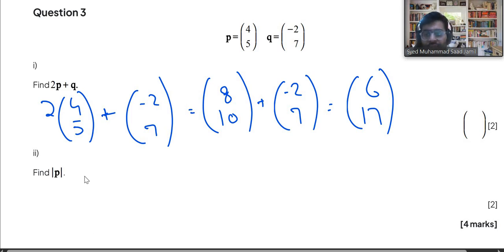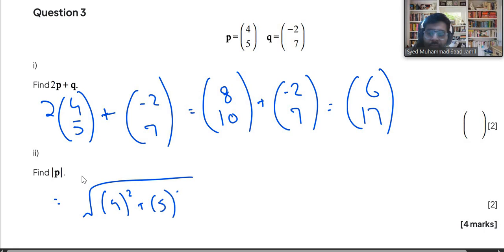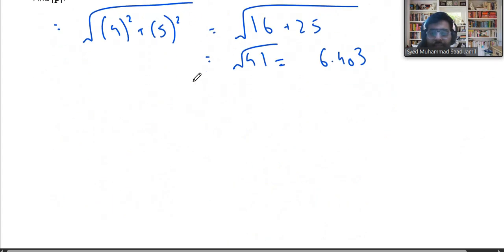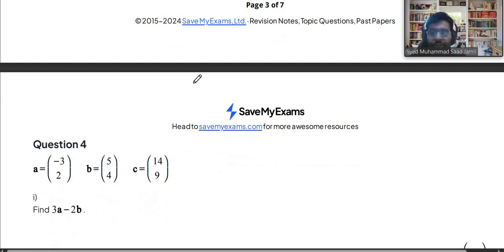Moving on to the next question, it says find the magnitude of P. Again, you will do the same thing. 4 square plus 5 square. So this becomes 4 square is 16 plus 5 square is 25. This becomes 41, and under root 41 is equal to 6.403.